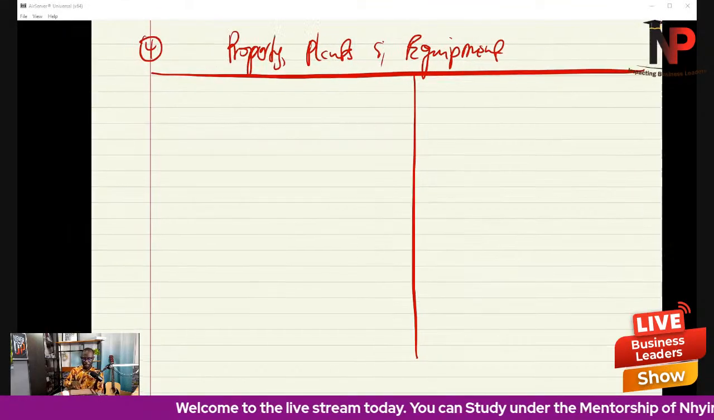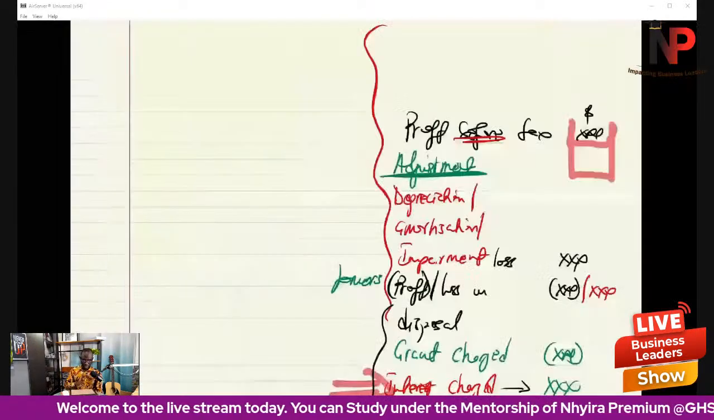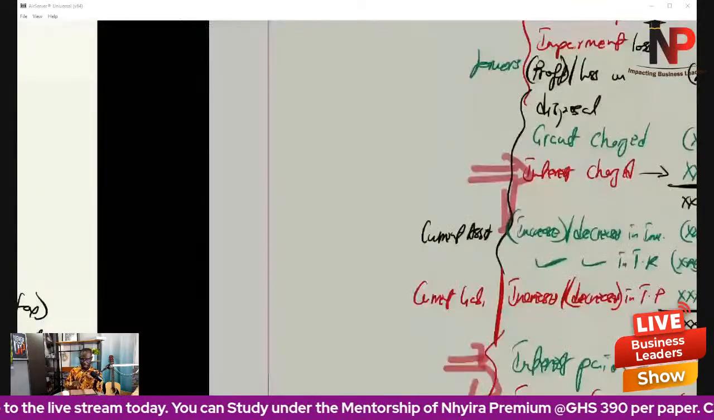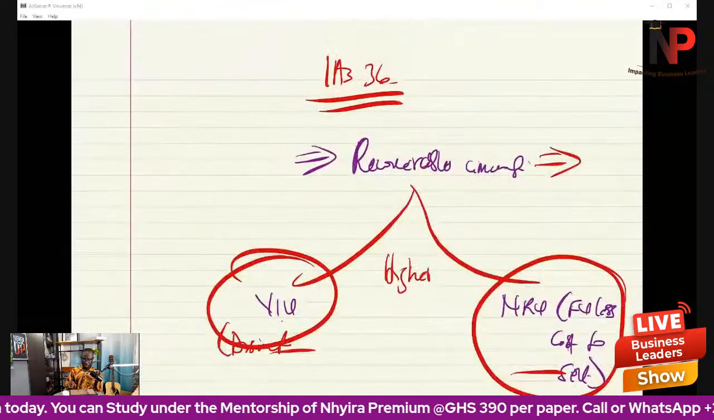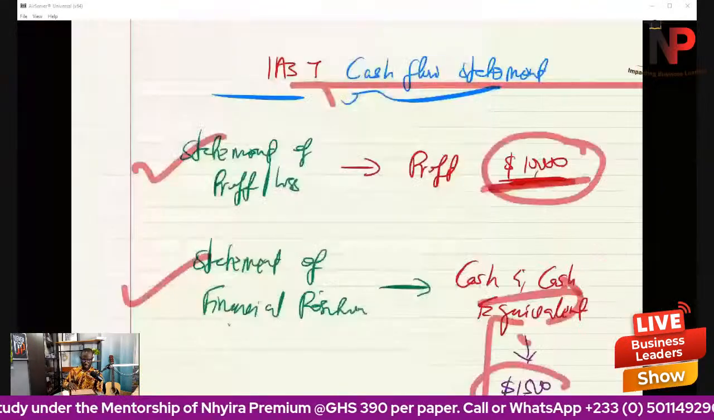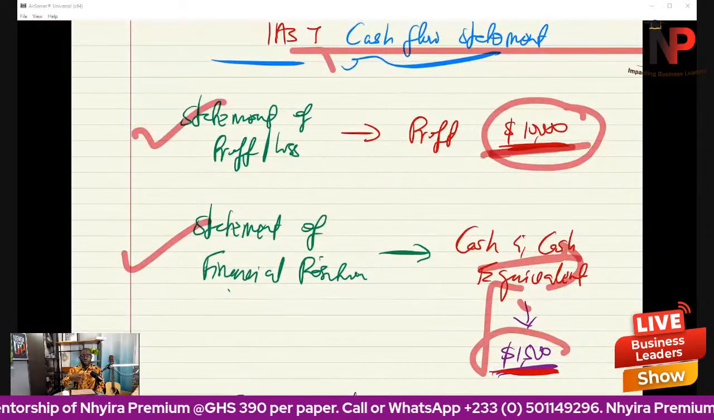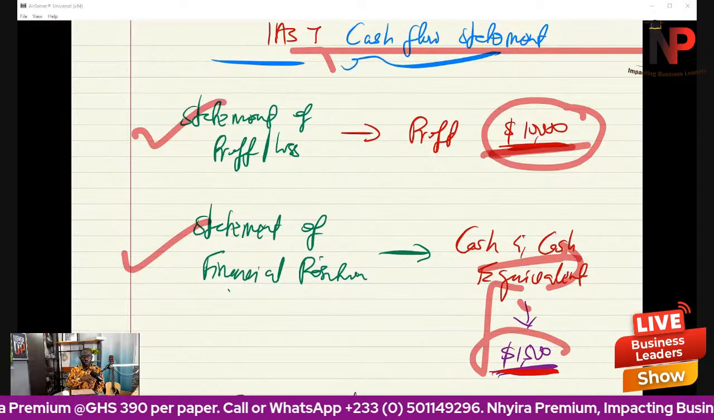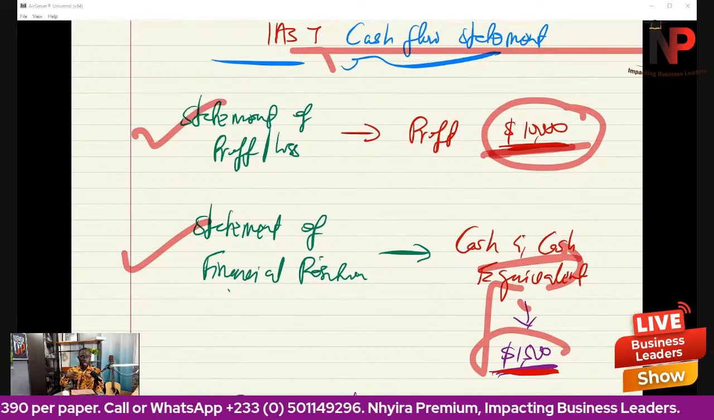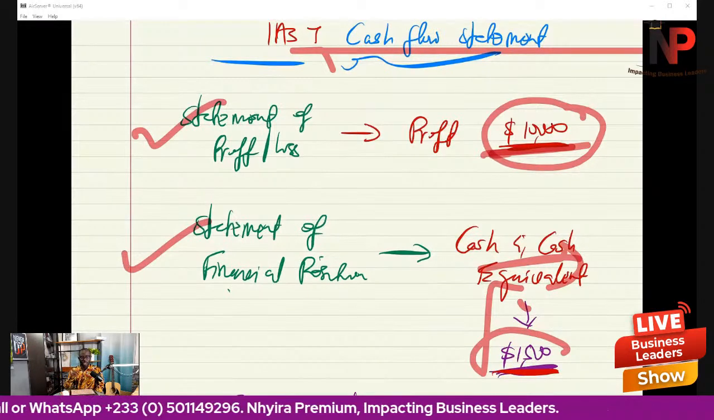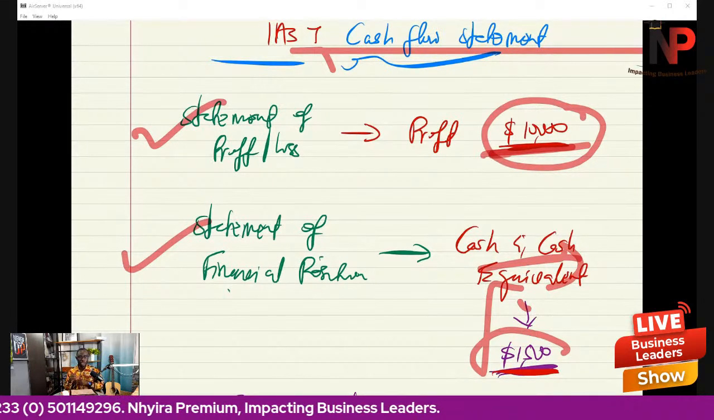Now, if you remember in part one on Monday, we mentioned generally that the reason why we are preparing a cash flow statement is because we want to reconcile the statement of profit or loss, the profit for the year, with the statement of financial position, that is the cash and cash equivalent balance on the face of the statement of financial position.